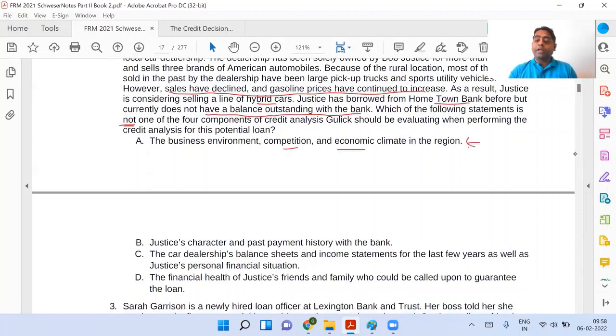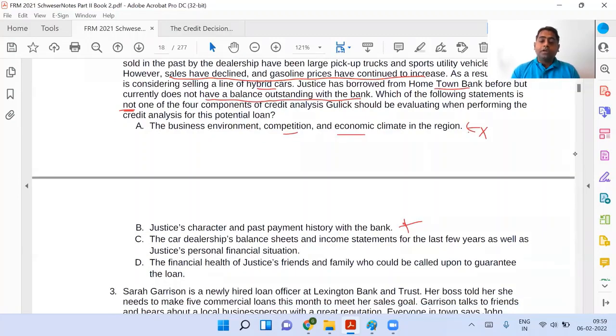This should be looked at, because if there are no people who wish to buy hybrid cars, or people do not have money to buy hybrid cars, then your product has failed, right? So this is used in the analysis. Justice's character and past payment history with the bank. Obviously, this will be checked because he's coming to take a loan. So we are looking at not, okay, not one of the 4 components. Car dealership's balance sheet and income statement for the last few years, as well as Justice's financial statement.